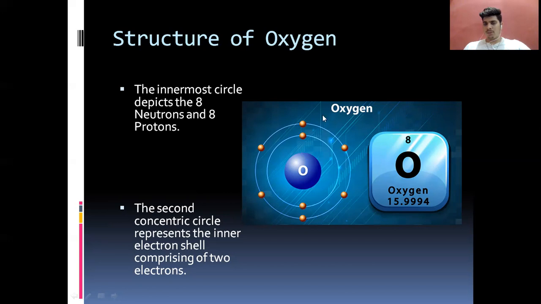And further talking about this image, here we have the structure of oxygen, and here we have how it is represented in the table. So O is the symbol of oxygen, then 8 is its atomic number, then its full name, oxygen, and here its atomic weight. 15.9994 is its atomic weight.